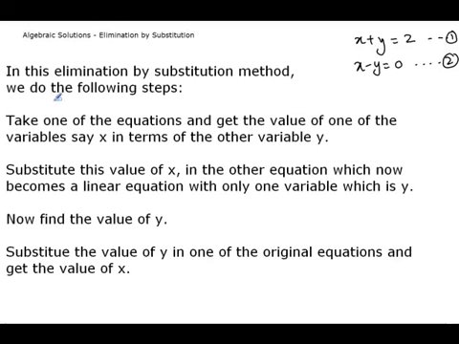The steps of this method are: number one, take one of the equations and get the value of one of the variables, say x, in terms of the variable y. For example, if you have x plus y is equal to 2, in step 1, y will be on the left side and you will have y is equal to 2 minus x. We have taken this x to the right side, and because we have taken it to the right side, the plus sign has become a minus sign. So that's the first step.